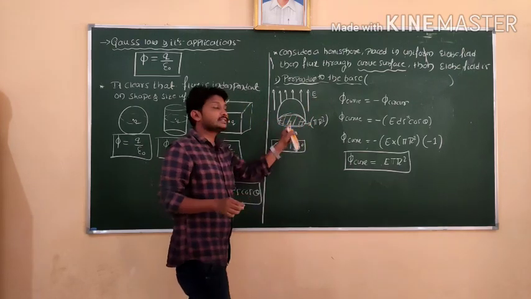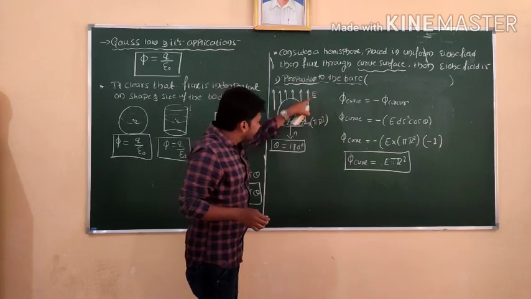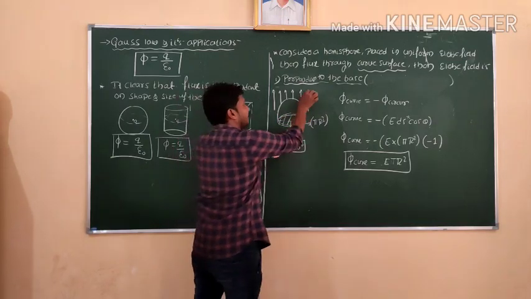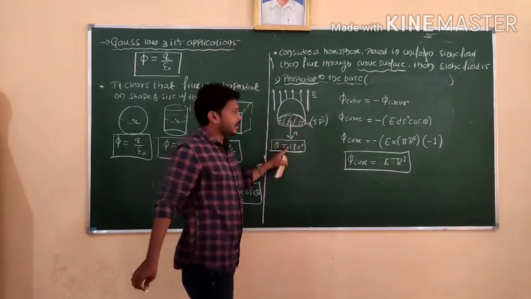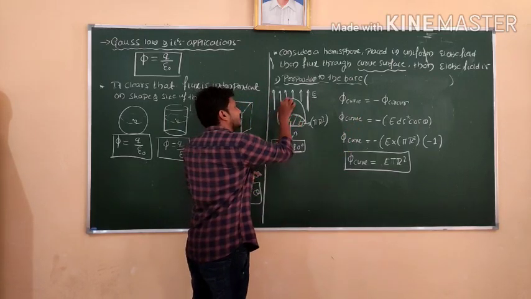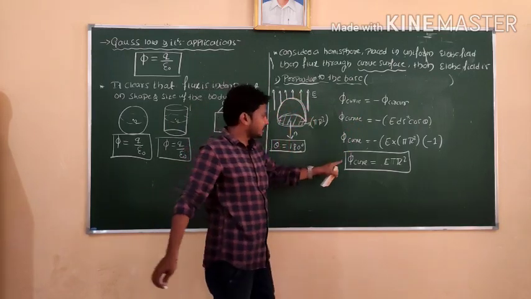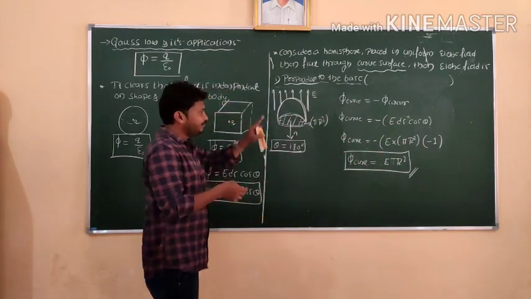Electric field lines are parallel to the base means what is the angle between the electric field line and the normal line? So the angle between the electric field and the normal line is 180 degrees. If I substitute that value, I get the flux through the curved surface is equal to E into pi r square here.